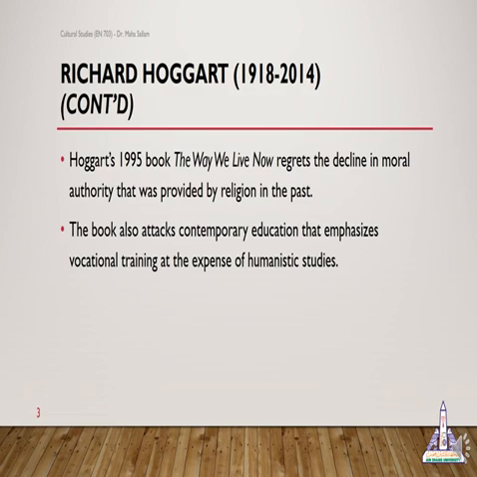This happened although the UK had a much smaller percentage of students trained at the vocational centers than, for example, other European countries such as Germany. But even this small percentage was too much for somebody like Hoggart, and he attacked vocational education in his book, and he attacked the British government policy towards education systems in general.